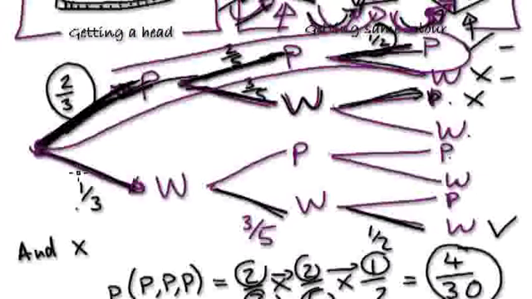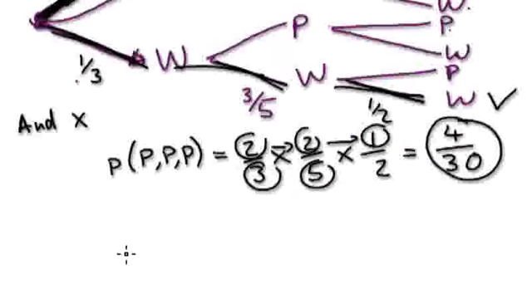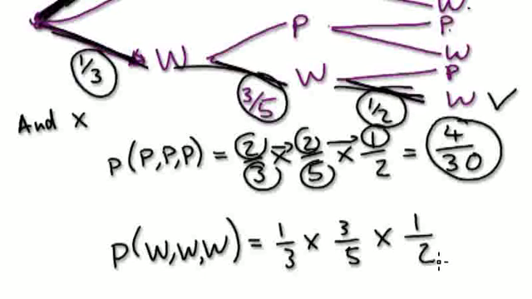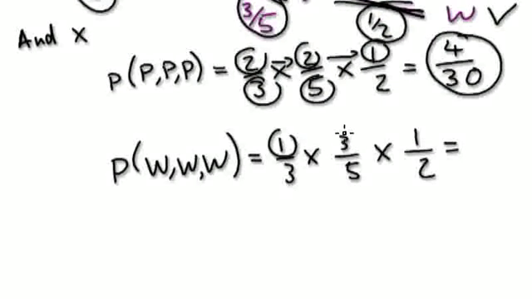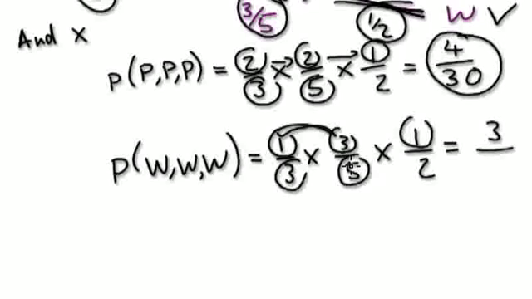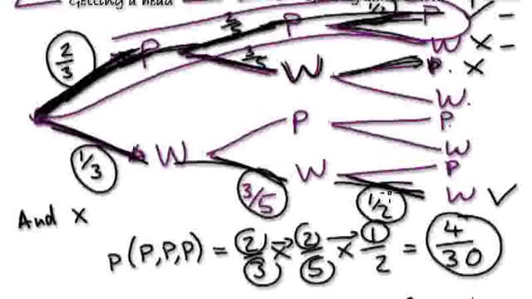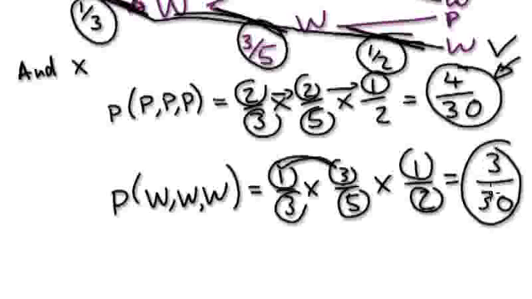Now we've got to tackle the white, white, white. The probability of white, white, white equals a third, times 3 over 5, and then we times the white again here, which is 1 over 2. So top times top times top: 1 times 3 is 3, times 1 is 3, and then 3 times 5 is 15, times 2 is 30. So going down the purple, purple, purple route would be 4 over 30, and going down the white, white, white route would be 3 out of 30.